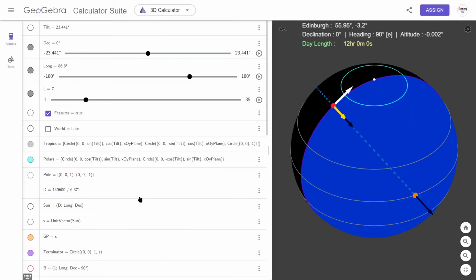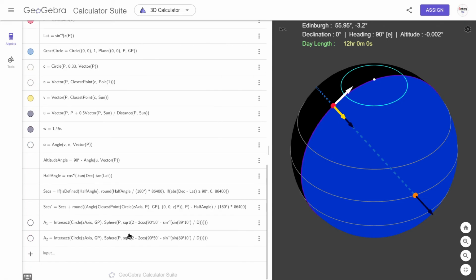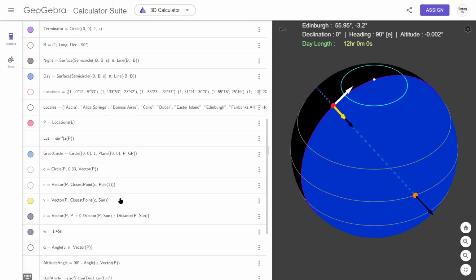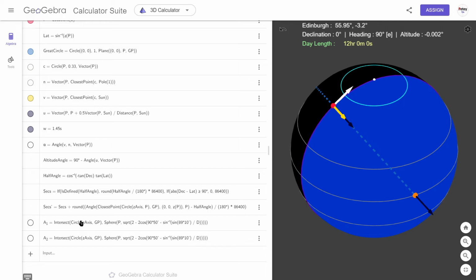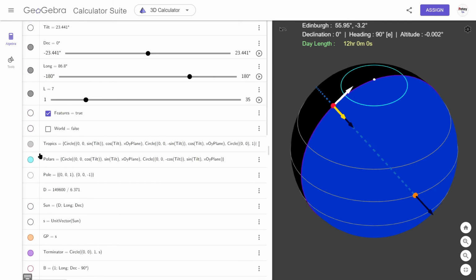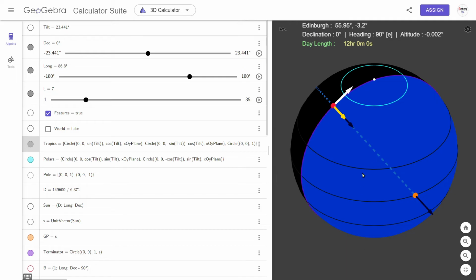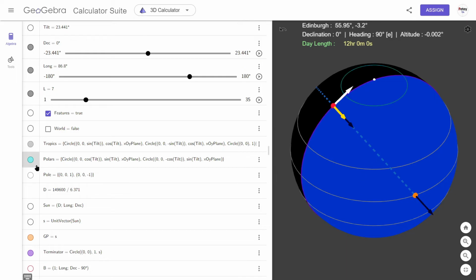Alright, if you can stomach it and you want to stick around, I'll quickly run through this script. This is the working part of it really. I've got rid of all the text stuff, so you can't see that. Tropics, we'll start here. That draws our 3 circles. Polars, that's the Arctic and Antarctic circles drawn. Pole, that's the North and South Pole points.